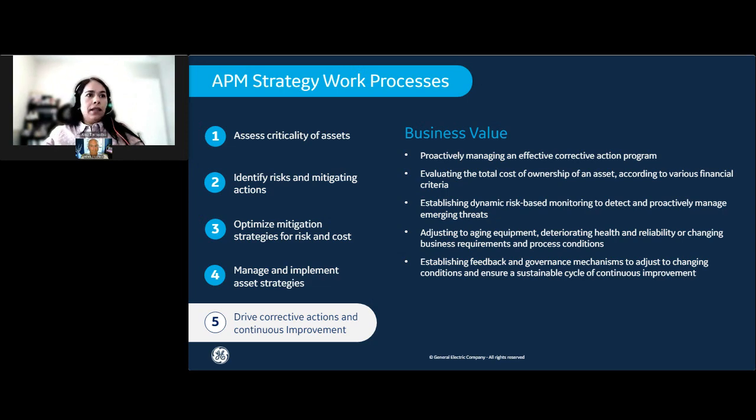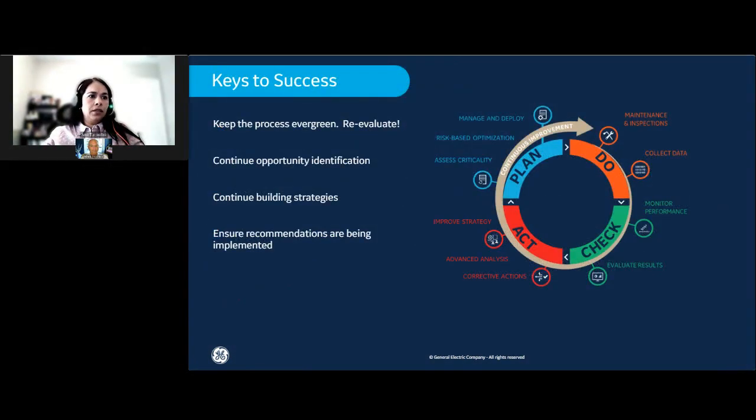And at the end, I believe next slide, it's not changing, but thank you so much. At the end, this cycle of plan, do, check, and act is a continuous improvement strategy cycle that helps to have our strategies updated in a dynamic way. In this step, it's important to keep the process evergreen.